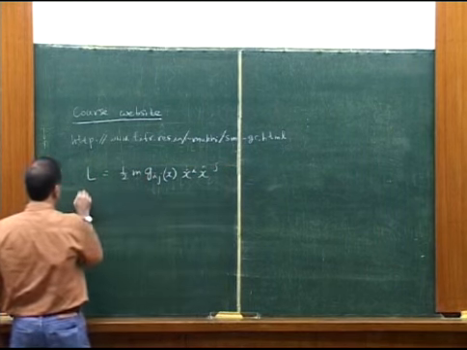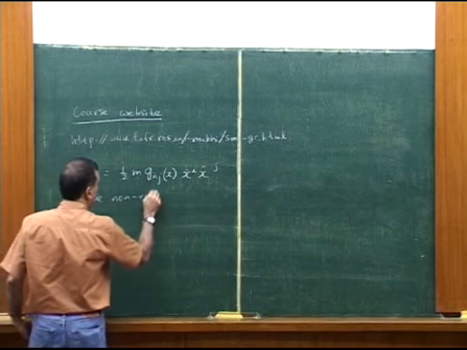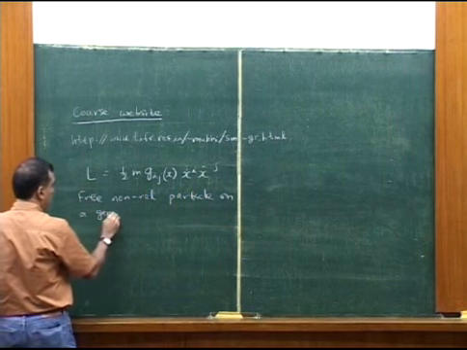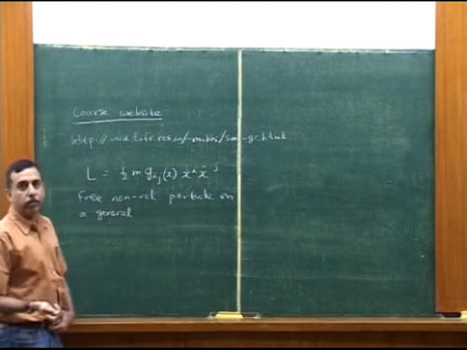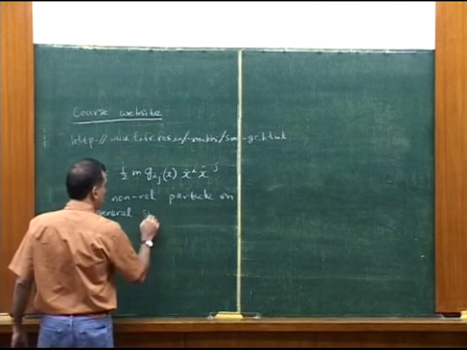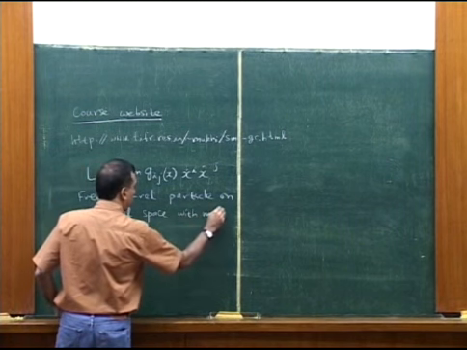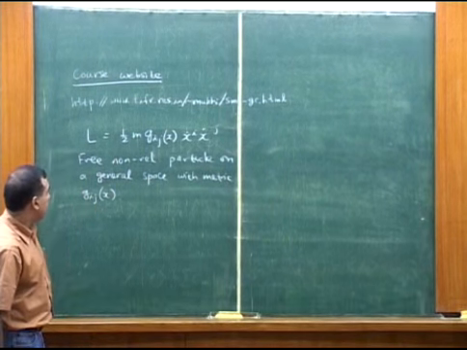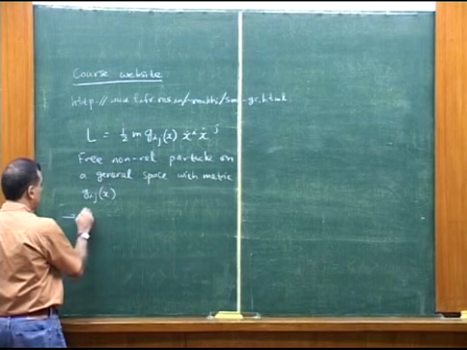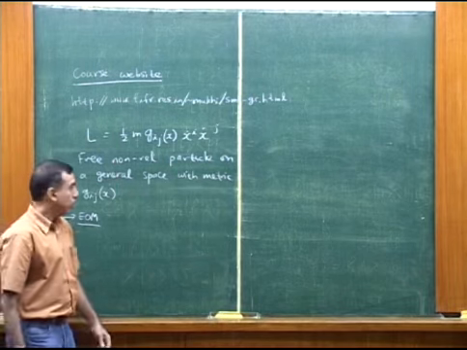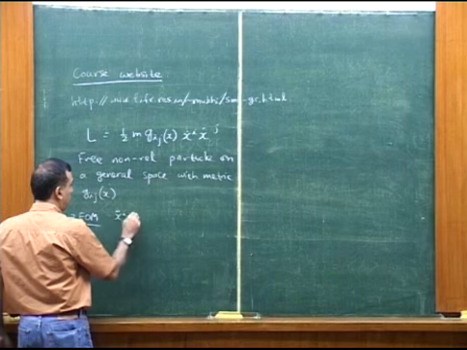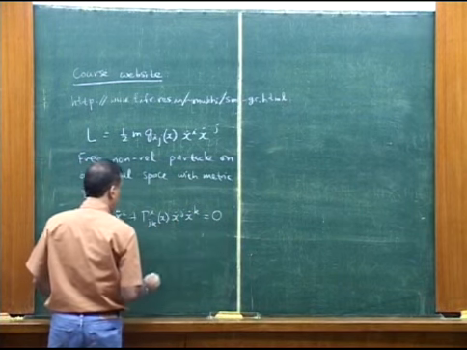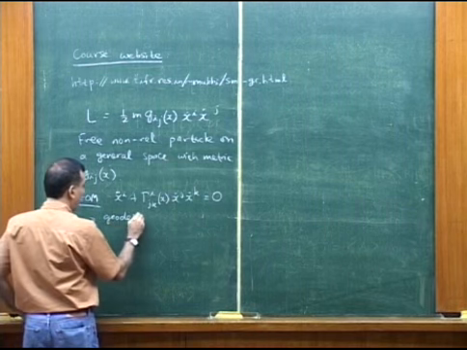The Lagrangian for a free non-relativistic particle on a general space. General really is my way of saying curved, but it could be flat as a special case. So any space which is symmetric. And last time I mentioned to you that the equation of motion of this Lagrangian, obtained by making it stationary in the usual way, came out to be x double dot i plus gamma i j k x dot j x dot k equals 0. And I said this has a name, it is the geodesic equation.